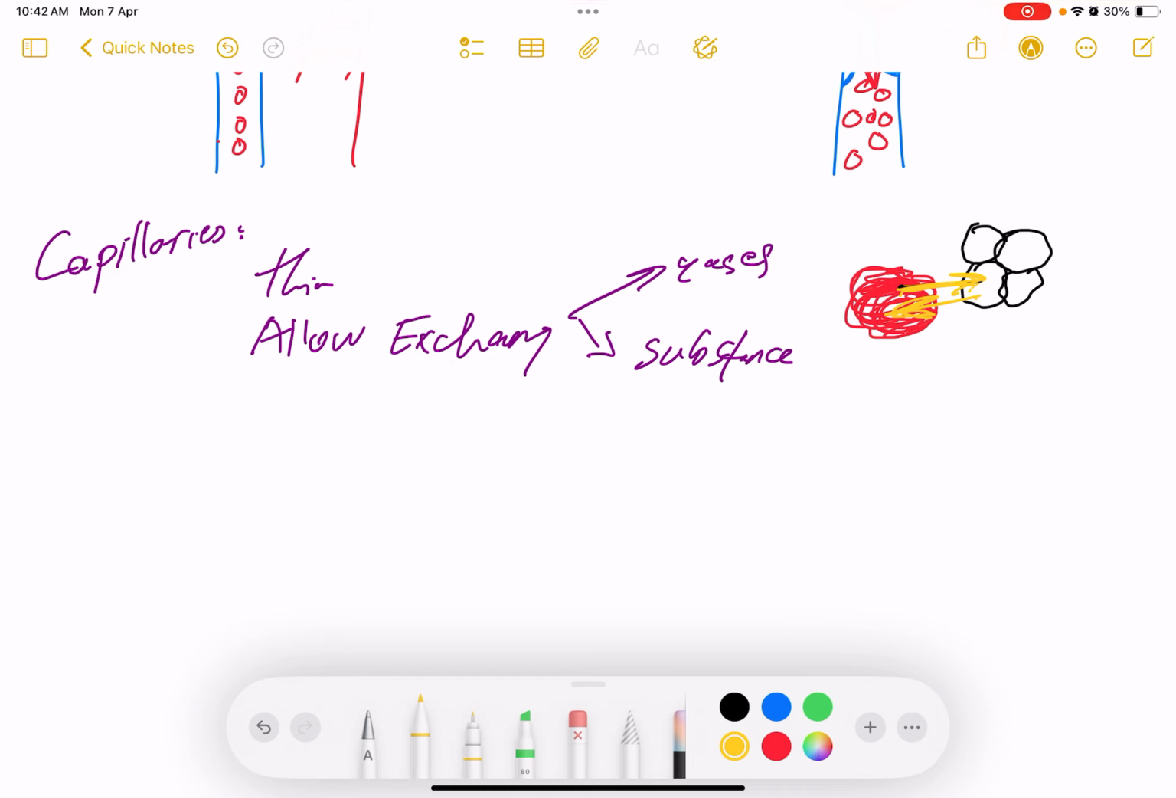For gas exchange, you can give examples of carbon dioxide and oxygen, and substances like glucose and other nutrients or waste materials. You can mention an example like diffusion of gases as an example of gas exchange.